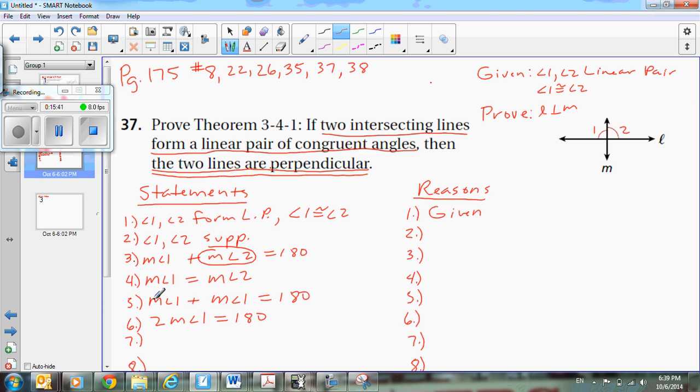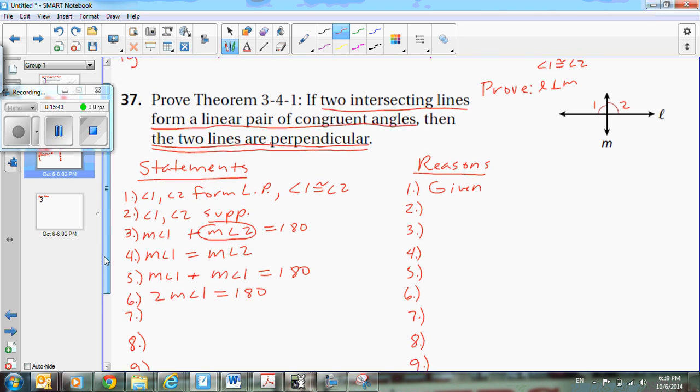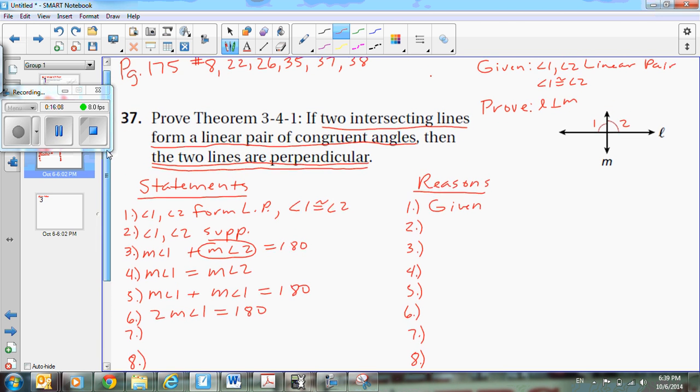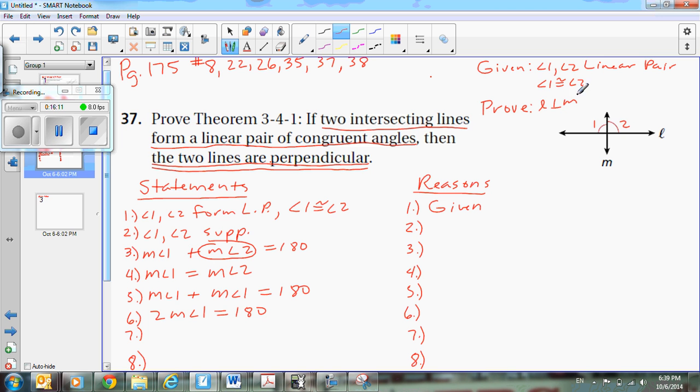Okay. Then I'll just give you a few hints for the last steps. If I were to divide both sides by 2, I would have the measure of angle 1 is 90. Okay. Now look at your diagram. If the measure of angle 1 is 90, then it's what kind of an angle? Tell me what kind of an angle it is in step 8 and back that up. And then in step 9, if I know that angle 1 is a right angle, then I'm going to be able to say, let's go back to our proof statement, that L is perpendicular to M, and again, I want you to come up with that reason.